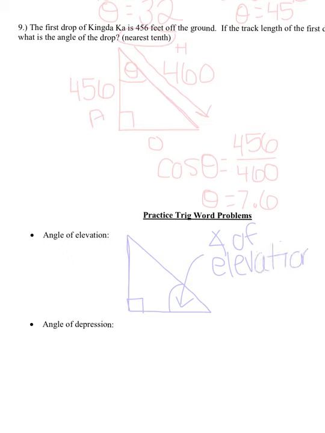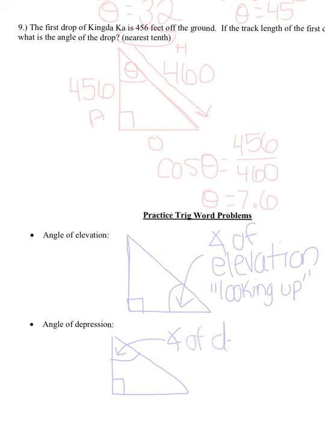So think about an elevator. If I'm on the first floor, it goes up. If you elevate off the ground, you're going up. So with the angle of elevation, you are looking up. Now your angle of depression. If somebody is depressed, they're usually sad. So therefore, you're looking down. So this is the angle of depression. Therefore, you are looking down.